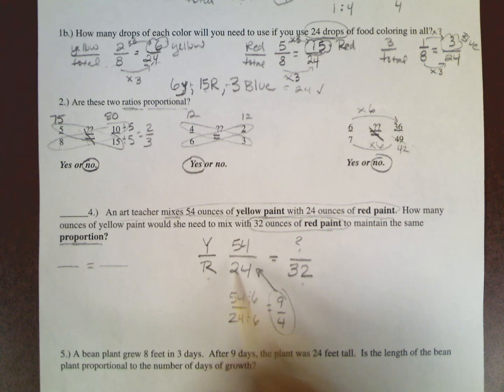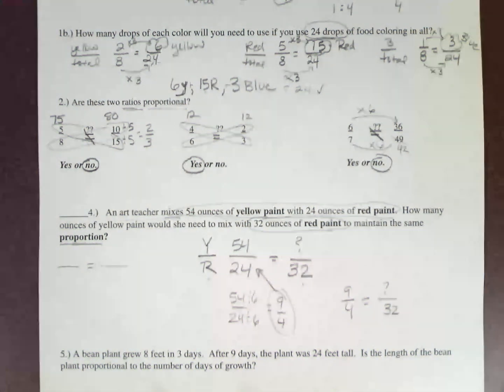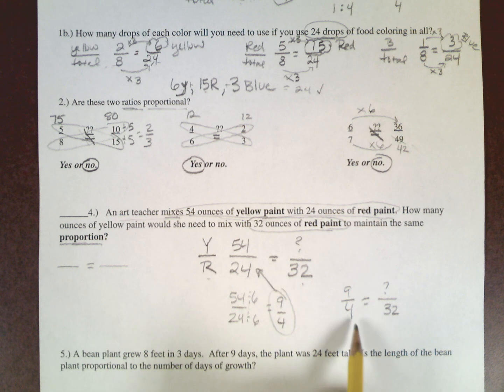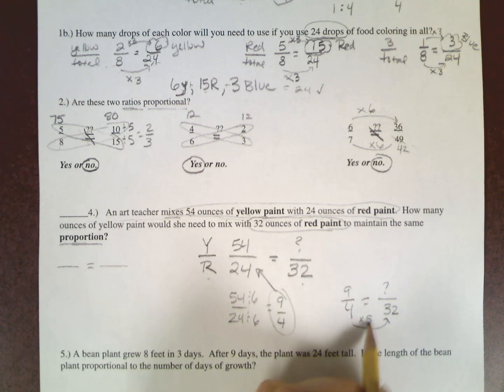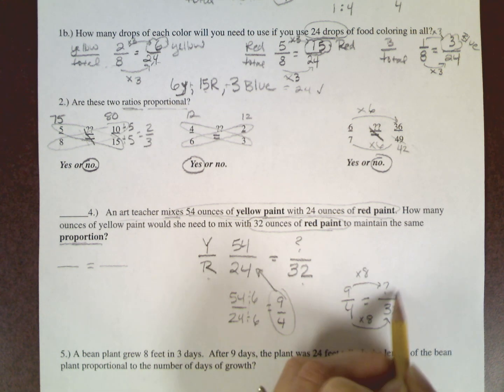So I'm going to use that, 9 over 4, and see if I can plug that into the proportion, if it's going to work a little easier. Well, let's look. Does 4 go into 32 evenly? It does, right? So I'm working with the numbers that are compatible. 4 times 8 gives me 32. So now I've got to do that to my numerator. 9 times 8 is 72.